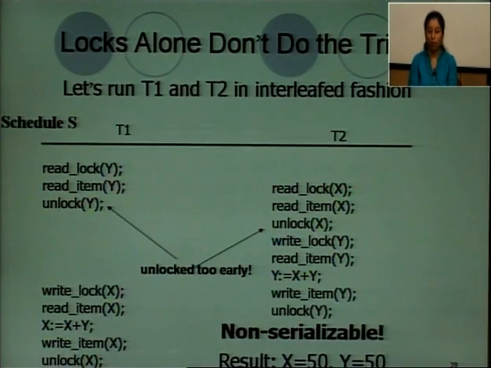Now, locks alone don't do the trick. Let's run T1 and T2 in an interleaved fashion. There are two schedules of T1 and T2. Unlocking too early can make the schedule non-serializable. It shows all the operations of the two transactions T1 and T2, and how serializability and the locking system work together. This slide shows a very good example of the result. You can see very easily how the unlock system works.